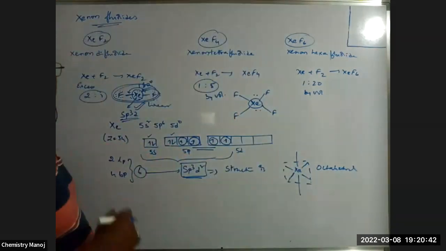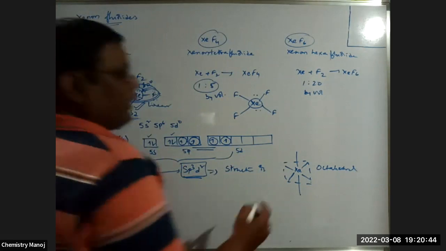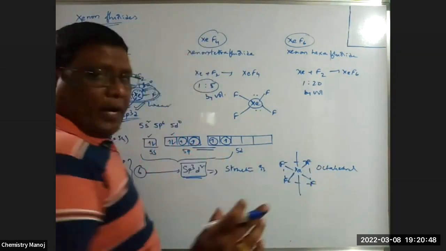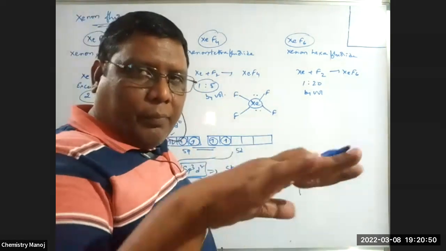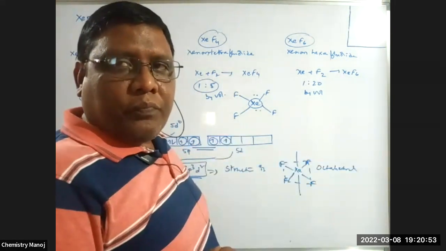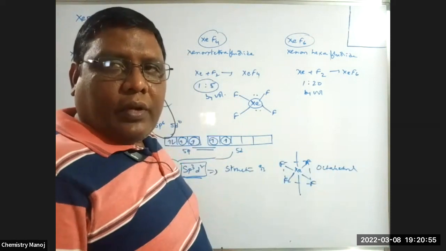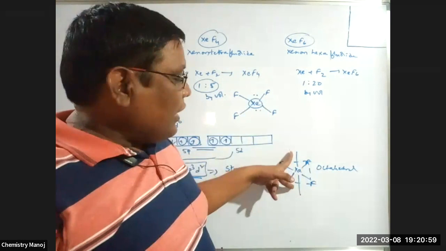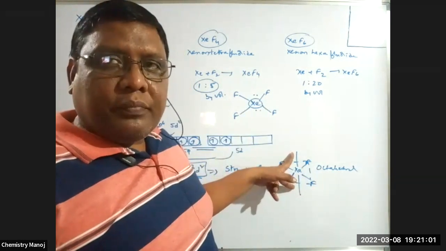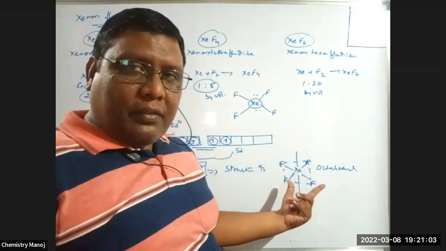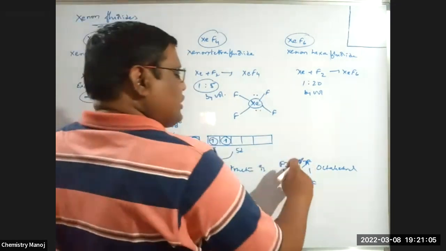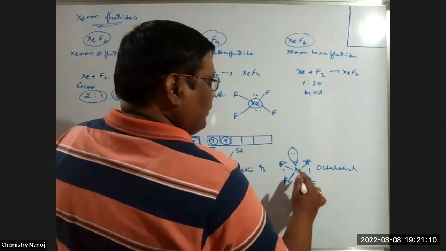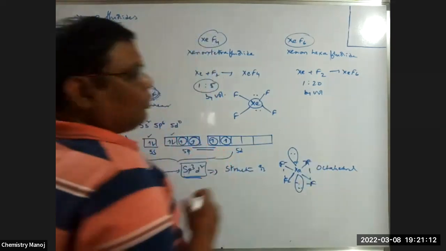This is expected, but we have only 4 fluorines, all at the equatorial positions, within the plane. Above and below positions are called axial positions. These are equatorial positions within the plane. The two axial positions are occupied by lone pairs: this is one lone pair, and this is another lone pair.